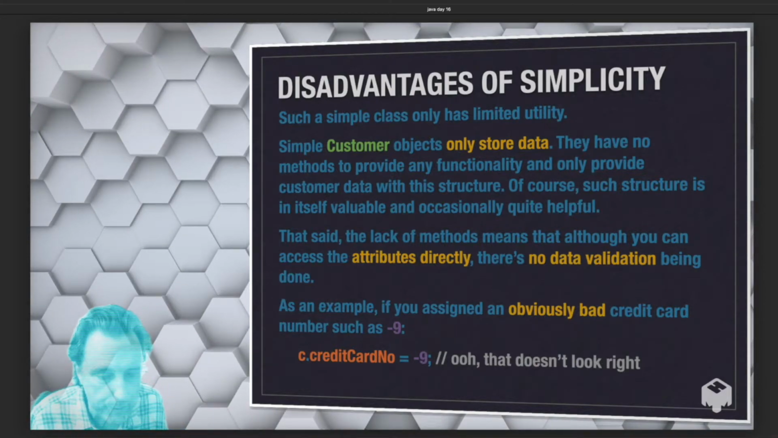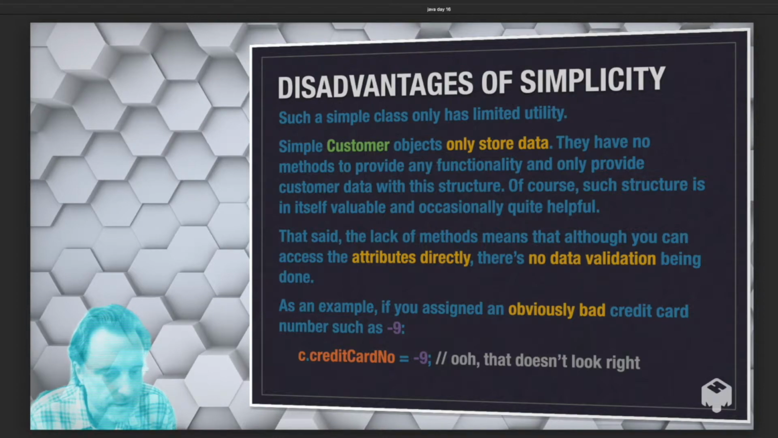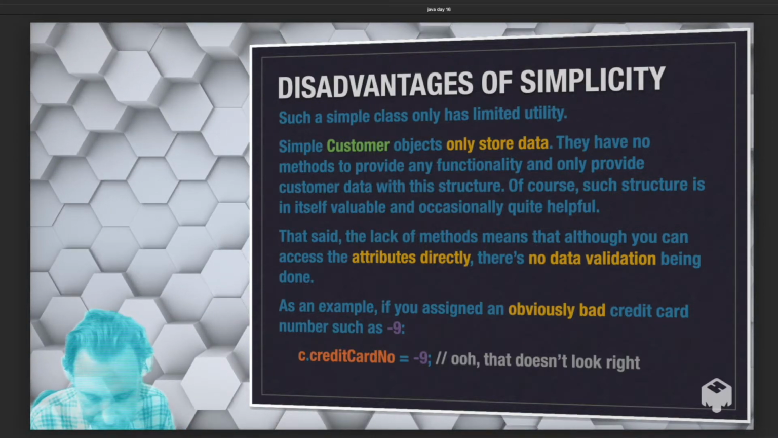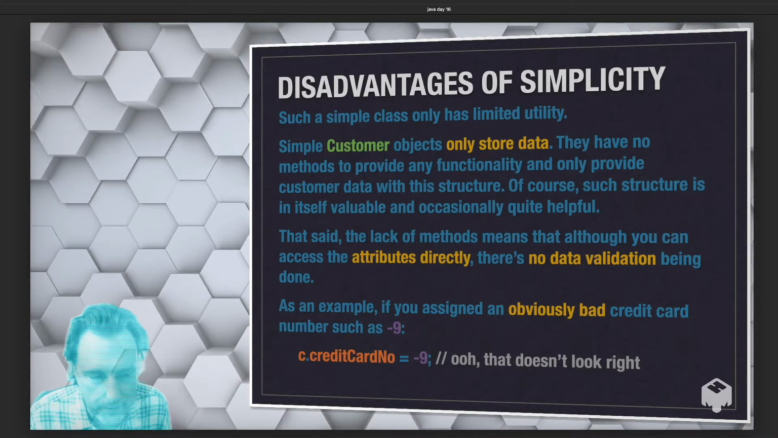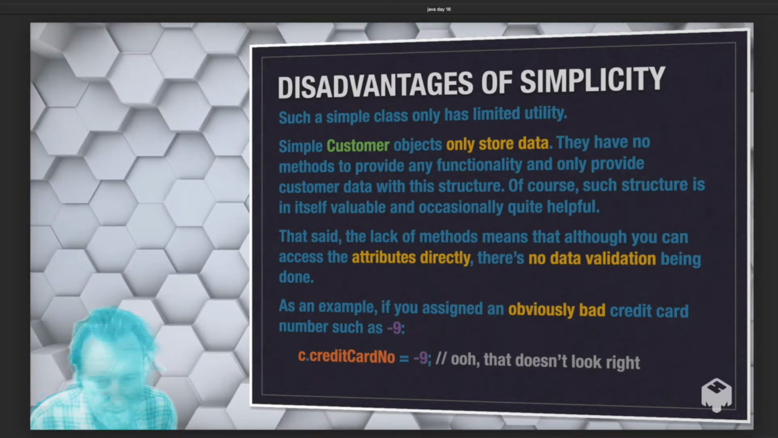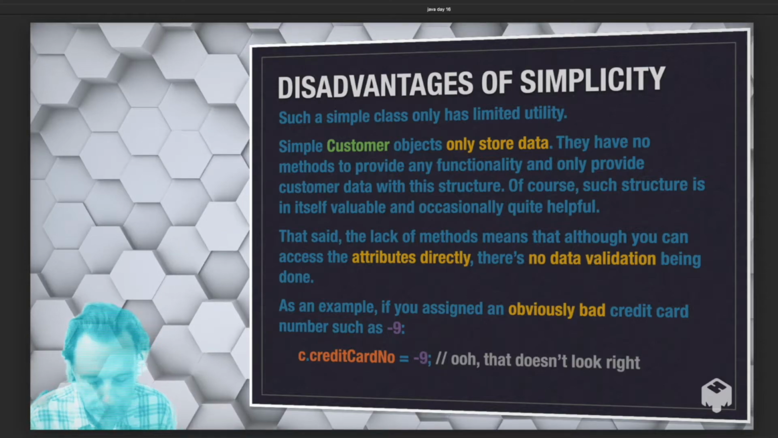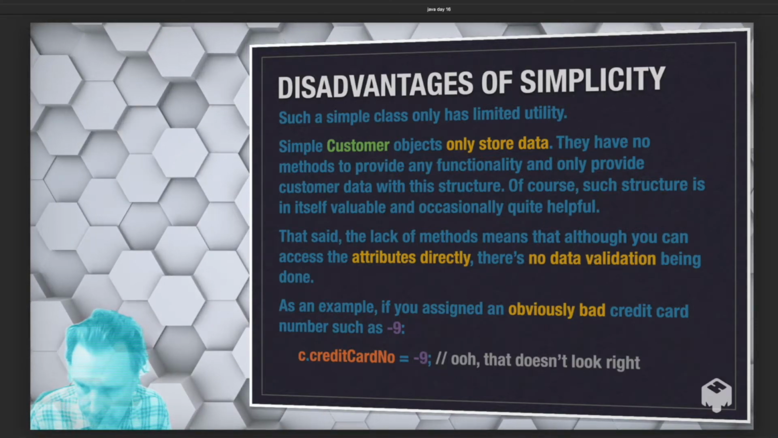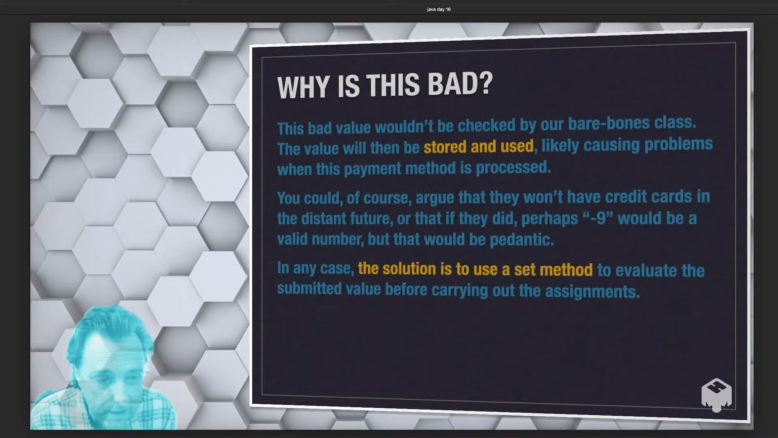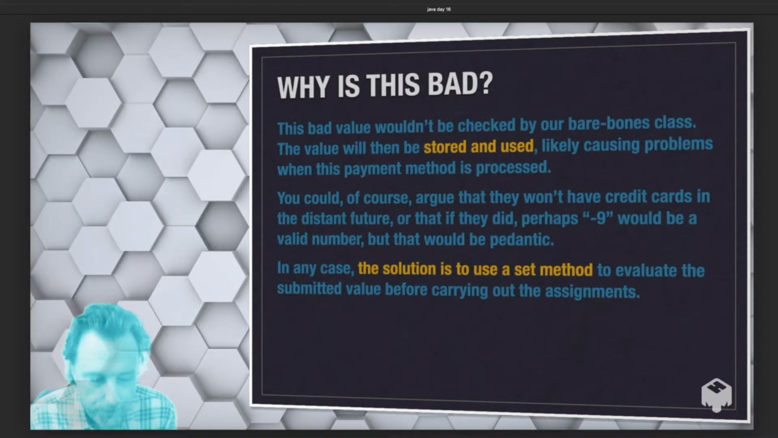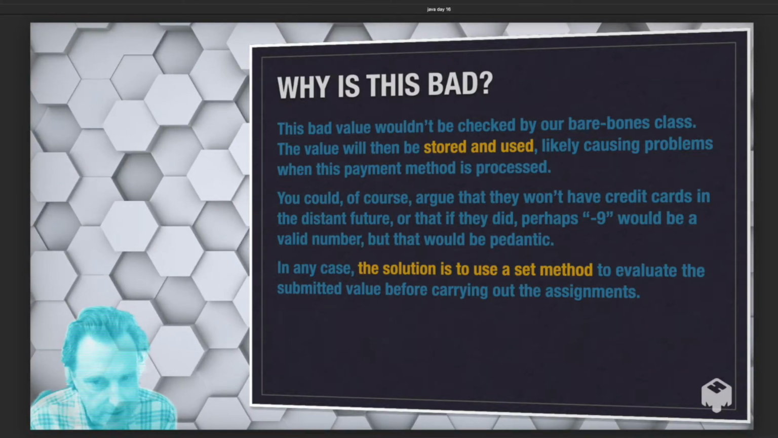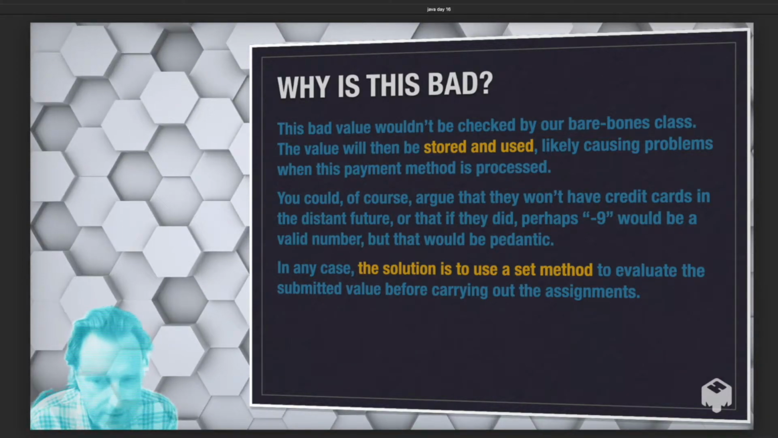There's a credit card number field that's defined in there, and let's say we're taking this customer's order, or the pirate's setting up their online account, and they put in a credit card number, and they put in -9. And in this simple customer class, that would get stored as their credit card number. That is probably not a valid credit card number. I don't know what credit card pirates use, but I'm thinking -9 is probably not a valid number.